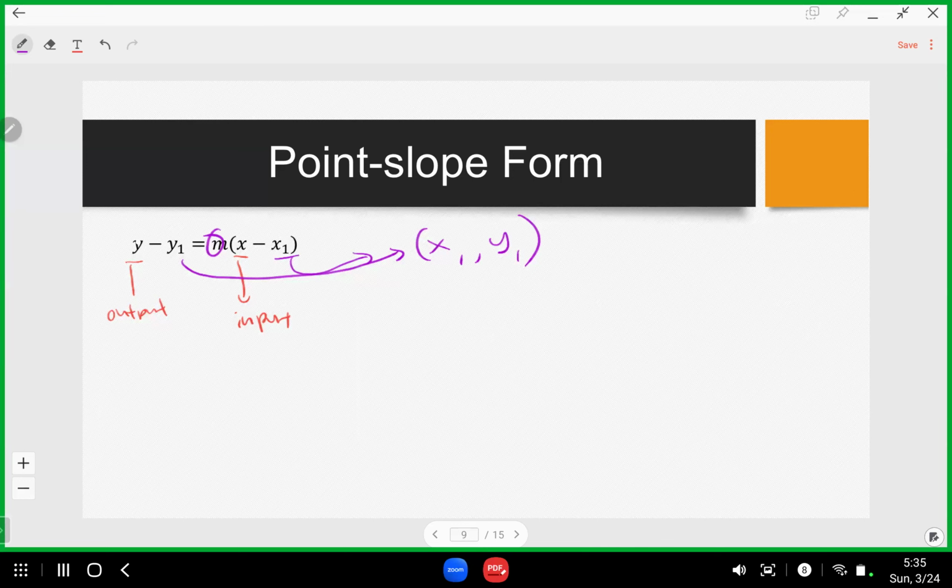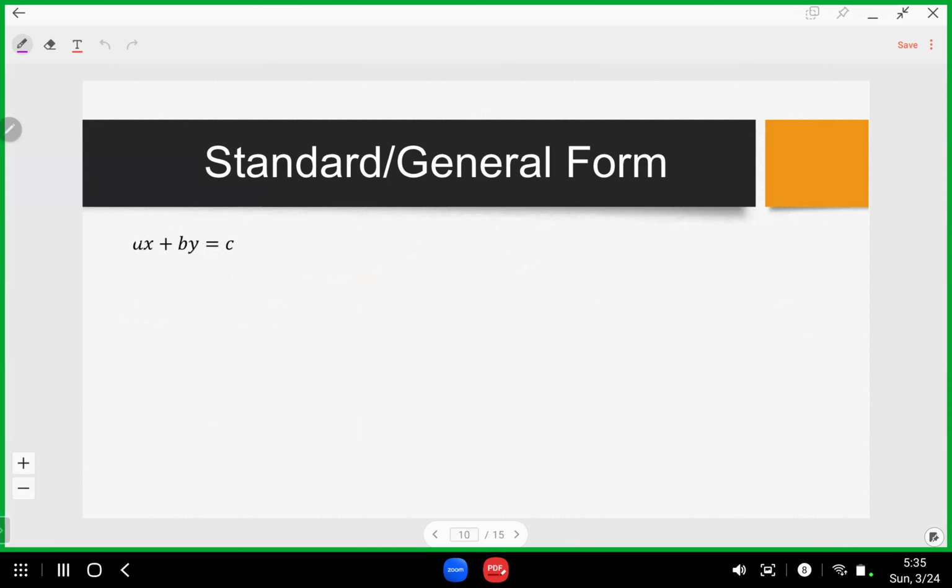So I think the best way to find an equation of a line is using point slope form. The best way to graph the line would be slope intercept form. Okay. So are there any questions on this one? You'll get it when we do the example. Okay. I'm just gonna go over standard form real quick, and then we can do some examples.